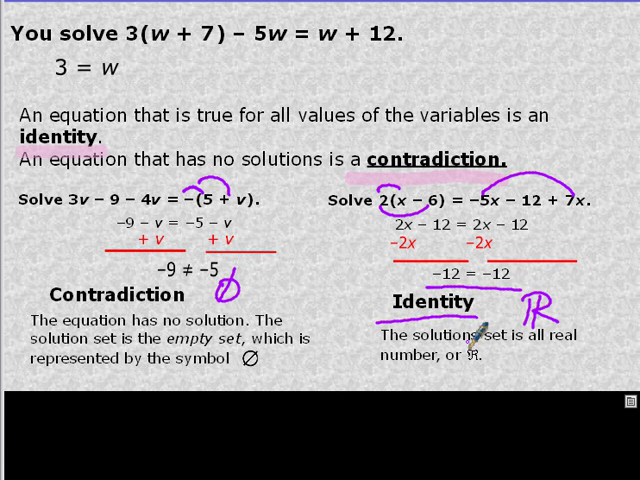All real numbers, which I write like this, with this fancy R. So the solution to a contradiction is the null set or the empty set. The solution to an identity is the set of all real numbers. So on a test, you should make sure that if I ask for a solution, you give me these, not just tell me that they're contradictions or identities.